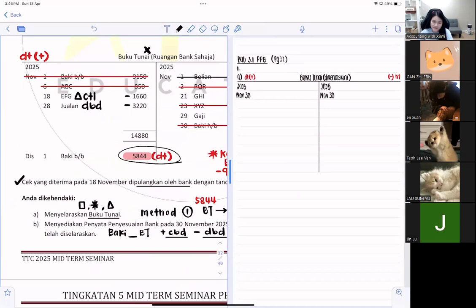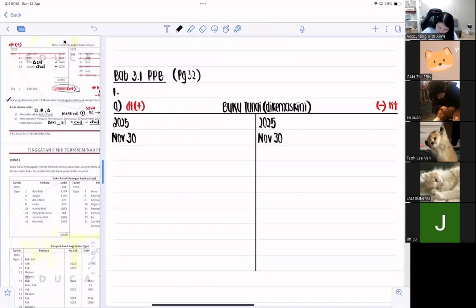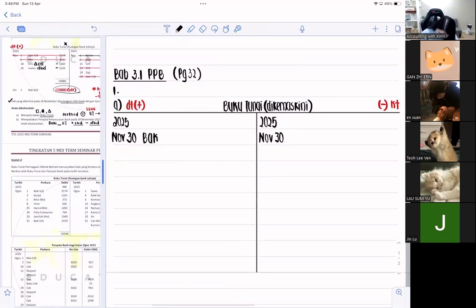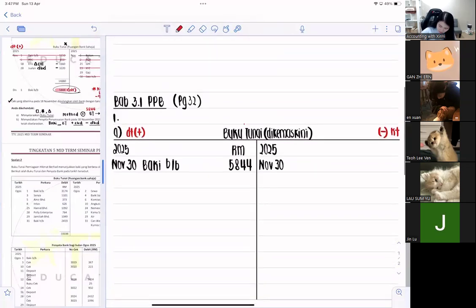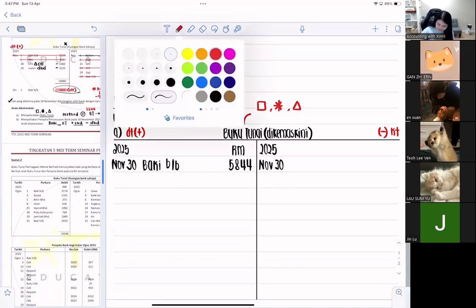Okay, so now let's start off with the wrong balance. The wrong balance is 5844 here in the buku tunai. So we place it in the same direction, also the debit side. Baki BB 5844. Okay, then now we will look for 3 factors that can fit into this buku tunai, which are the ones with this symbol, star, and the triangle. Okay, ketinggalan, kesilapan, cek tak laku, 3 of them.